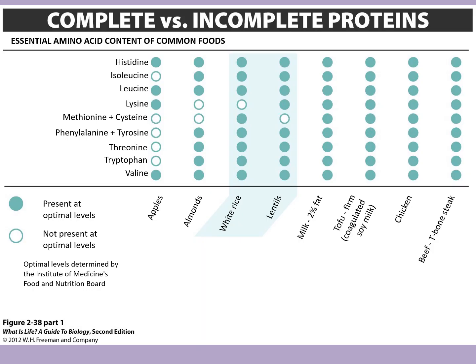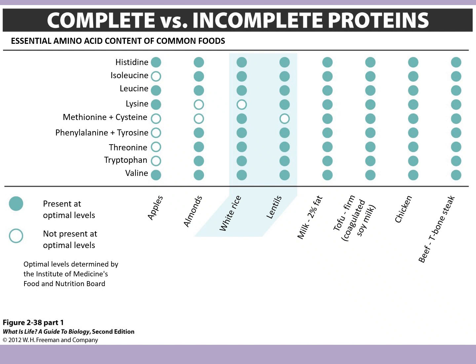Here's just a list of the essential amino acid content of common foods. So you have some that are complete versus incomplete. What is present at optimum level is darkened in green in the circle, and what's not present at optimal levels is everything else. The optimal levels are determined by the Institute of Medicine's Food and Nutrition Board. So this just gives you a full breakdown of what you need.